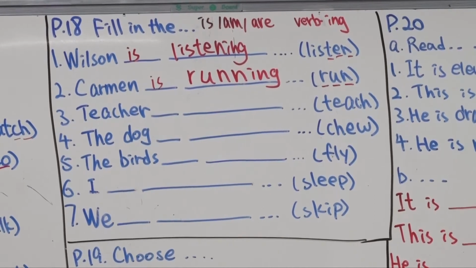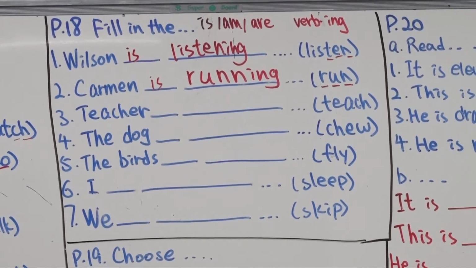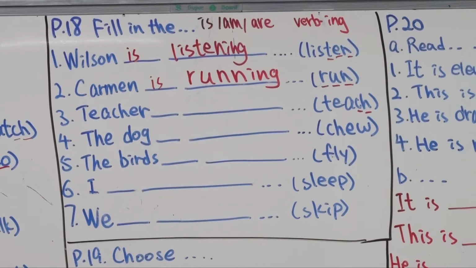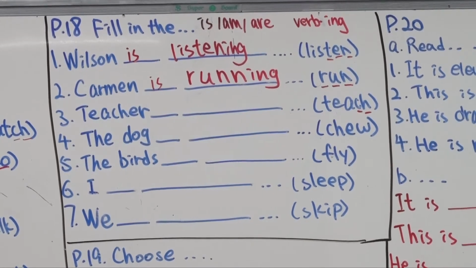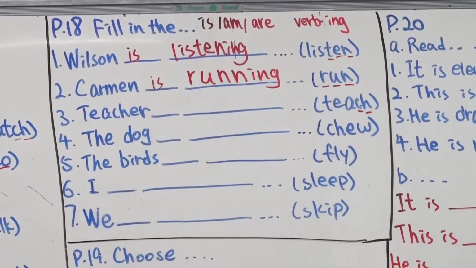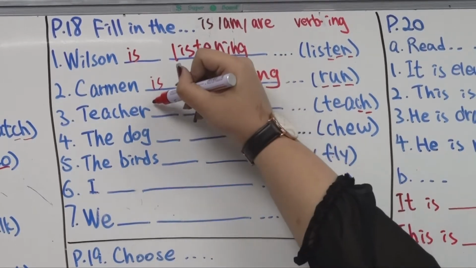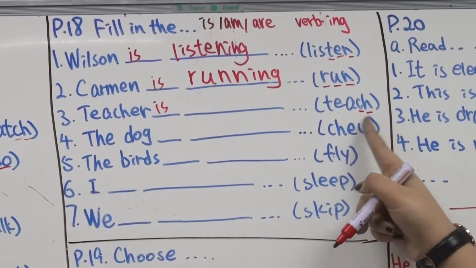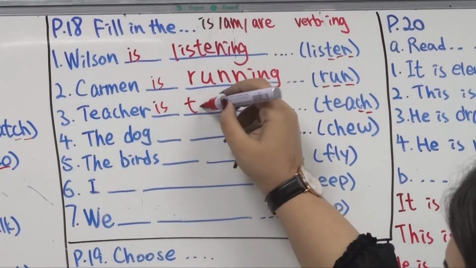Number 3. Teacher, what the students? Teach. Okay, the verb here is teach. So anything special? Okay, so we don't have to work on that much. Okay, let's have a look. Teacher is, am, or are. Teacher is one person, right? So we use is. And teach becomes teaching. Yes, nothing special. Teaching.